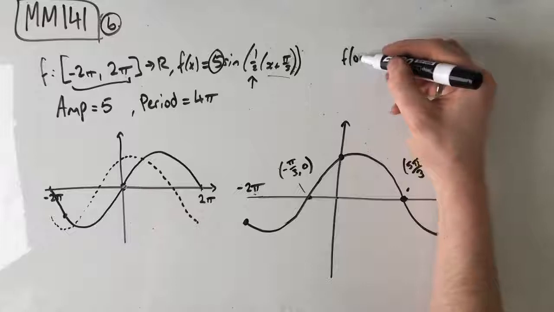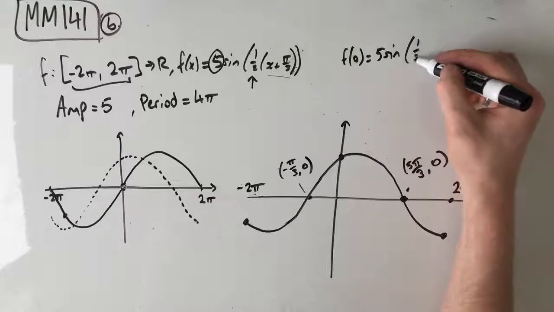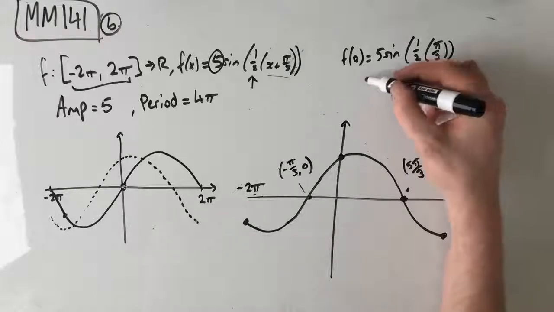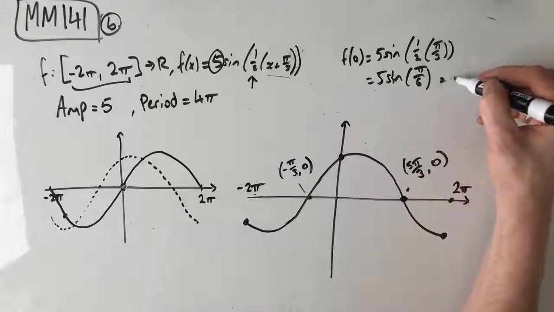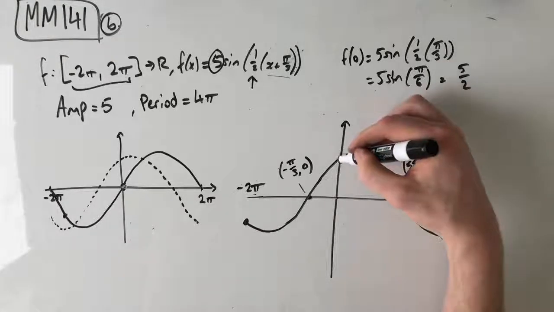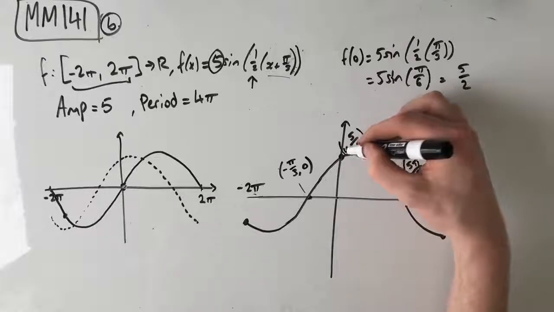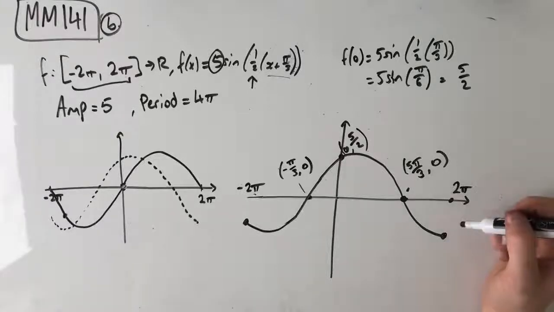So f of 0 is equal to 5 sine of 1/2 times 0 plus pi on 3, which is just pi on 3. 5 times sine of pi on 6 is equal to 5 on 2, which means that this here is 0, 5 on 2. Cool. If we sub in 2 pi for x, we're actually going to get the opposite.